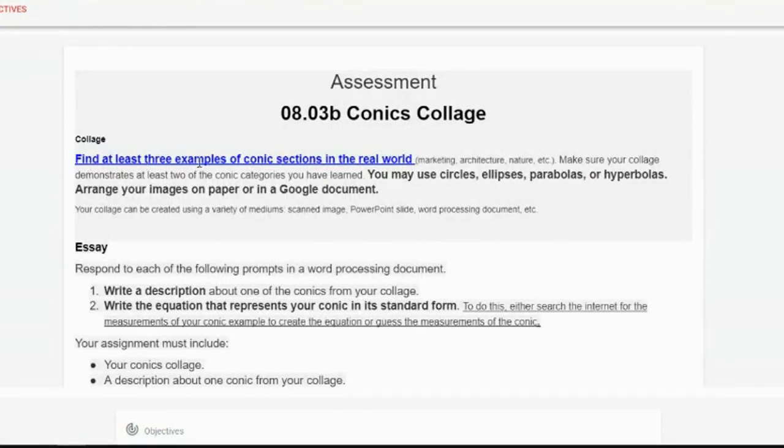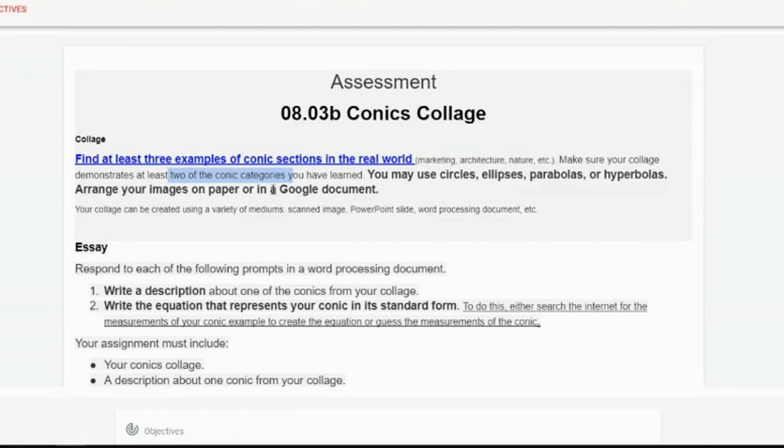Find at least 3 examples of conic sections in the real world. You're looking for circles, ellipses, parabolas, and hyperbolas, right? In architecture and buildings, in nature, wherever you find it, marketing ads. And make sure your collage demonstrates at least 2 of the categories. So you can't have 3 circles.